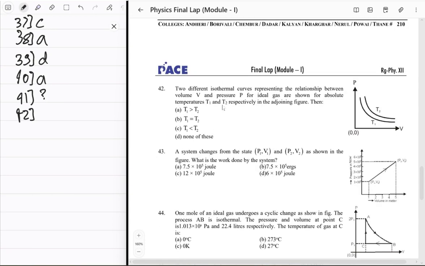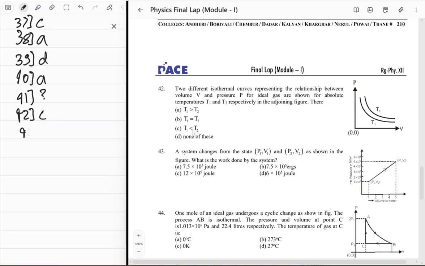Two different isothermal curves representing the relationship between volume V and pressure P for ideal gases are shown for absolute temperatures T1, T2. Then T versus P दिया है. T equal to constant, T proportional to temperature, right? So of course T2 is bigger than T1 and it's an ideal curve. Ideal gas है ये, yeah, okay, right. And moles हमारे change हुए क्या? नहीं. So T2 is bigger than T1, which is this option.